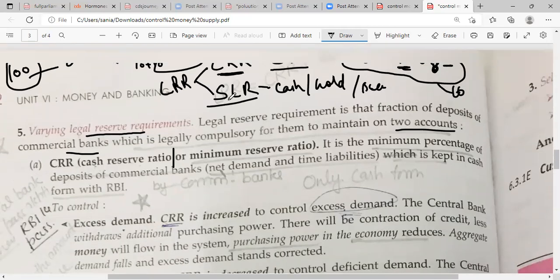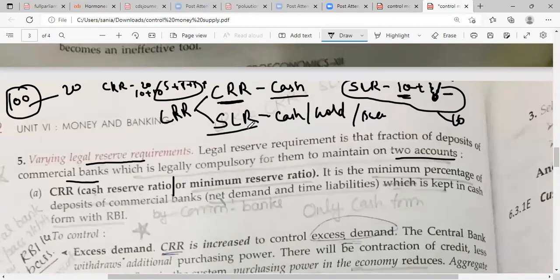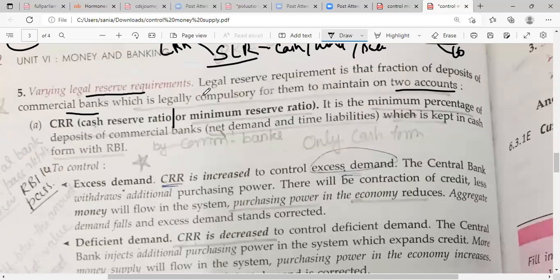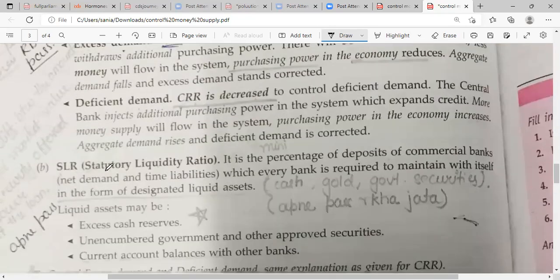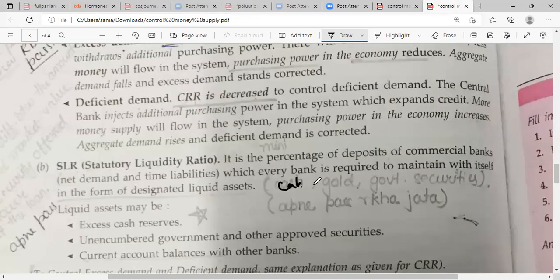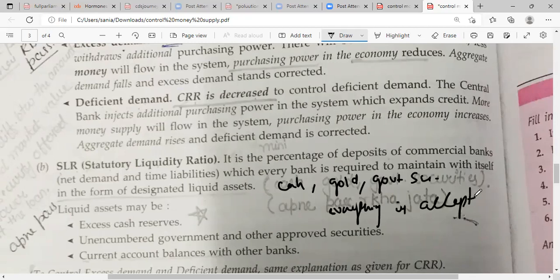So they have basically two accounts. One is for CRR and one is for SLR. So first you will write this legal reserve, and then you will write CRR. First, then you will write the definition. Okay, and then you will write only cash is accepted. Okay, and then you will write SLR. Then you will write cash, gold, government securities. Everything is accepted. Clear?